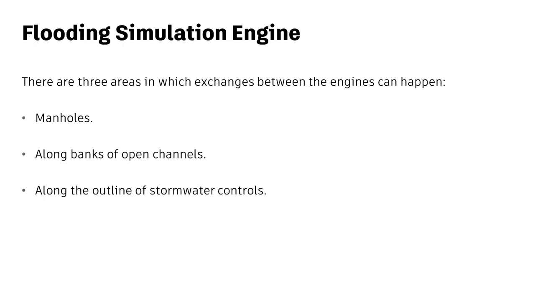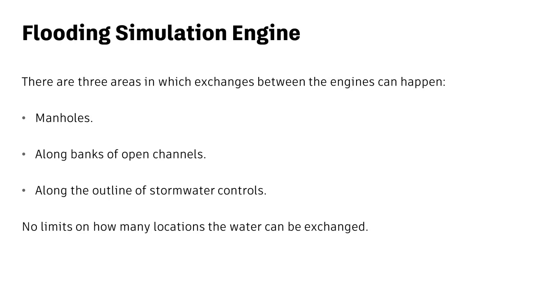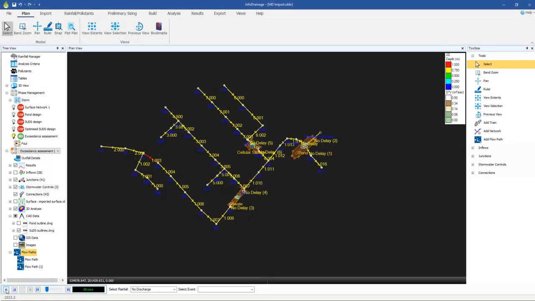The overflow can happen in one location, while the re-entrance of the flooded water can happen in a different location, depending on whether the flooded water will move on the surface after coming out of the 1D network. There are no limits on how many locations the water can be exchanged or how many times the water is exchanged. So, for example, InfoDrainage can be used to represent flooding coming out of an open channel.